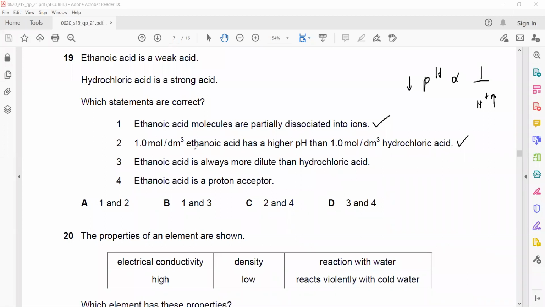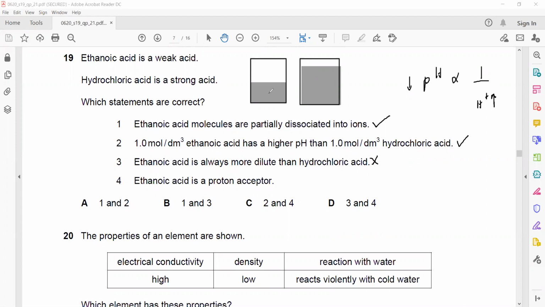If there are fewer hydrogen ions, higher pH. Ethanoic acid is always more dilute than hydrochloric acid. It's not necessary. The term dilution refers to how much water is there. So it is not always more dilute or less dilute. We can have a strong acid but a dilute solution of that strong acid. The term dilution means addition of water. If we have more water in the solution, we call that a dilute solution. But that does not have anything to do with weak acid. A strong acid can also have a dilute solution.